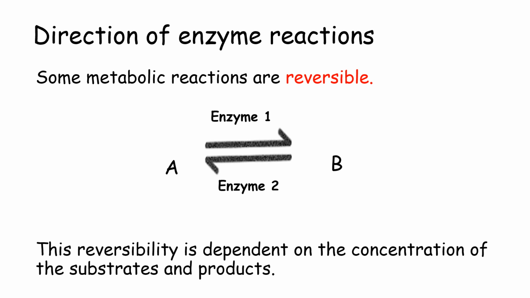In this scenario, A would be your substrate molecule, and enzyme 1 would break A down into product B. However, in the reversible reaction, it then becomes B that is the substrate, which is then converted into A, the product, by enzyme 2. And this reversibility is dependent on the concentration of the substrates and the products involved in the enzyme reaction.